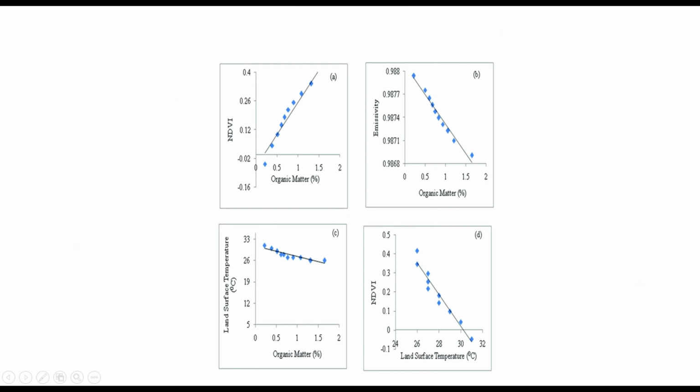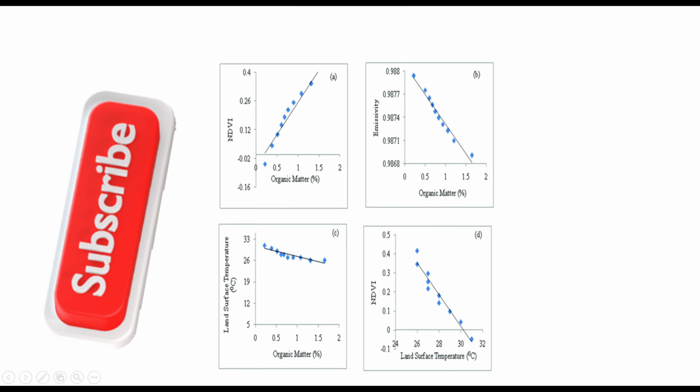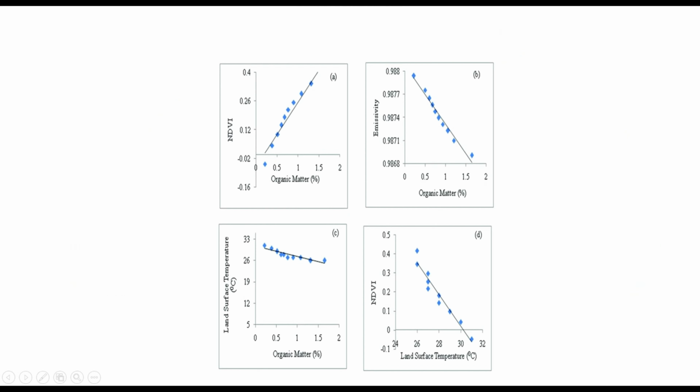This is inverse relationship between soil organic matter content and land surface emissivity, which indicates decrease in land surface emissivity with the increased organic matter content. And as organic matter content were higher in this graph, then normalized difference vegetation goes on increasing. Actually, if soil organic matter content is higher, it means that soil health is more strong as compared to soil having lower organic matter content.